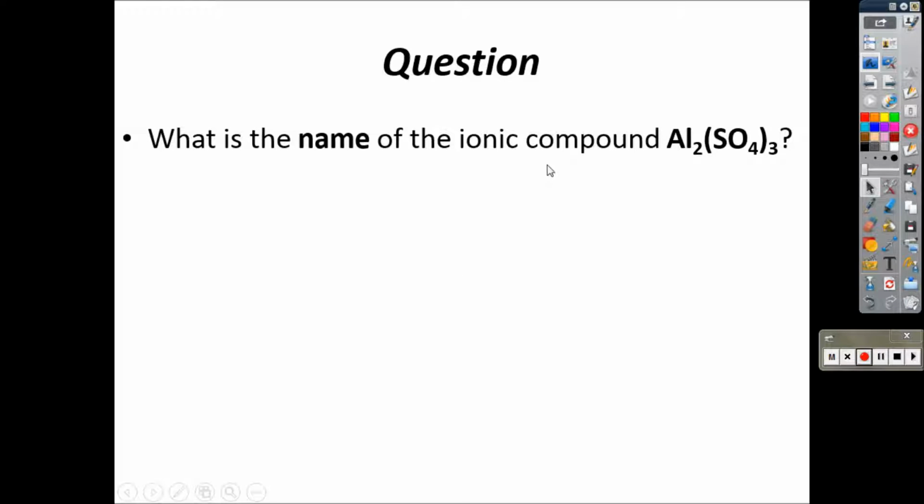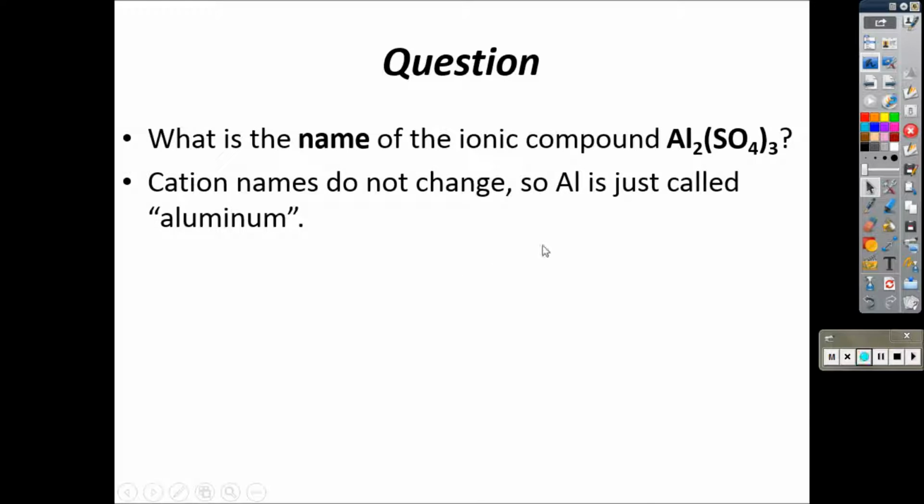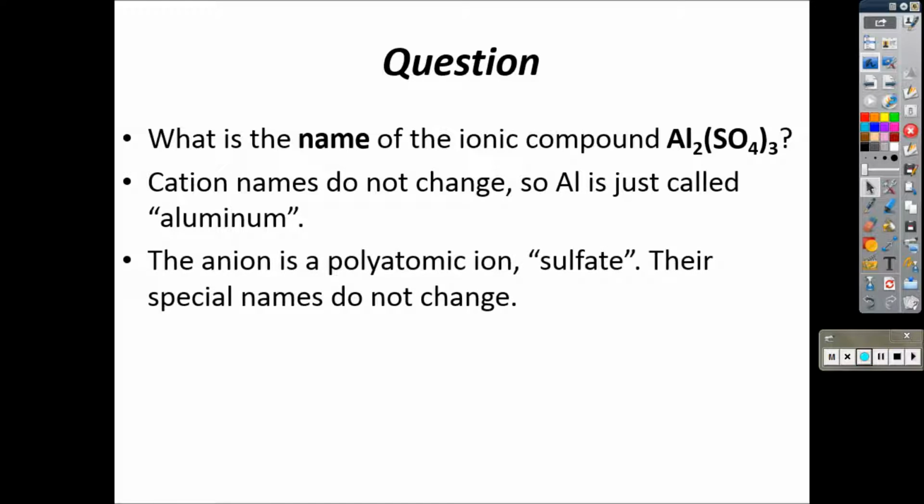What's the name of Al2(SO4)3? Well, cations, once again, don't change their name. And it's a regular metal too, so we don't have to use parentheses and Roman numerals. This is just aluminum. The SO4 group is a polyatomic ion. It has a -2 charge. It is called sulfate. So the name of this would be aluminum sulfate. That's it.